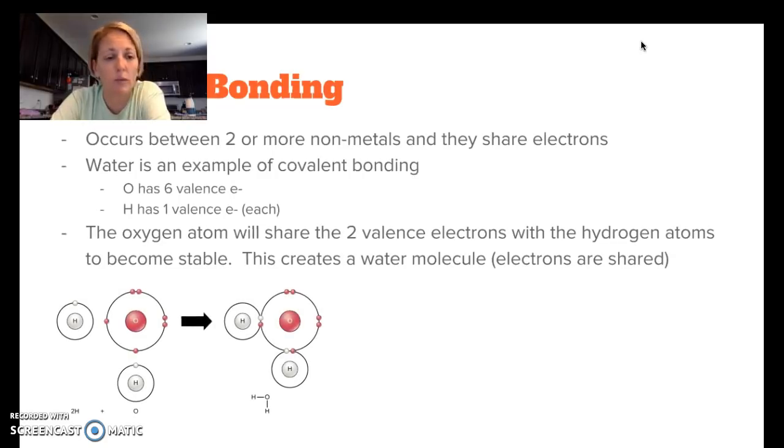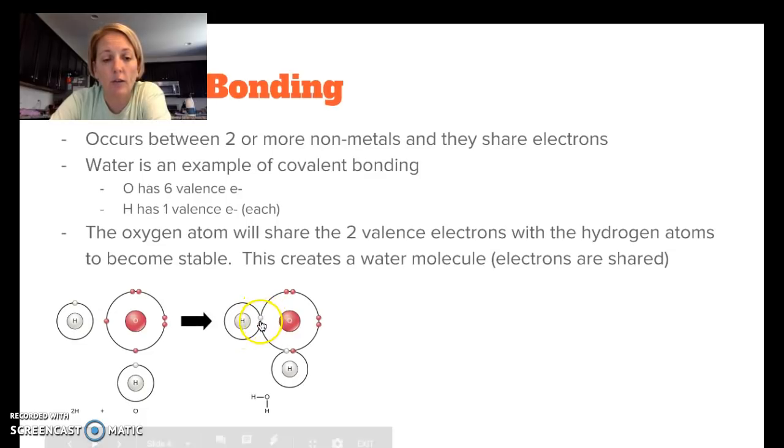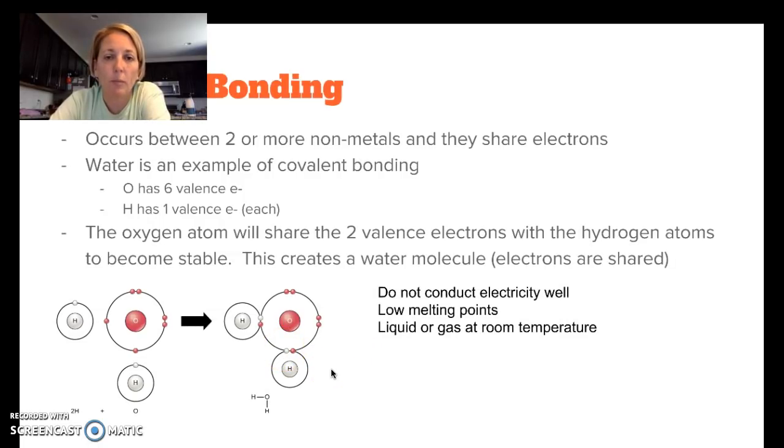Here's a picture of what that would look like. You have your 1 oxygen atom here with its 6 electrons, 1 hydrogen atom, another hydrogen atom. They become covalently bonded because they are sharing electrons with each other. Now, these molecules typically do not conduct electricity well. They have very low melting points, and they're either a liquid or a gas at room temperature.